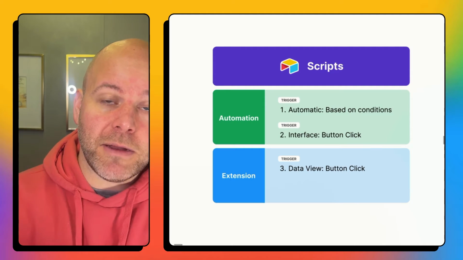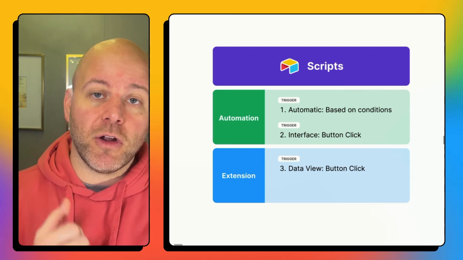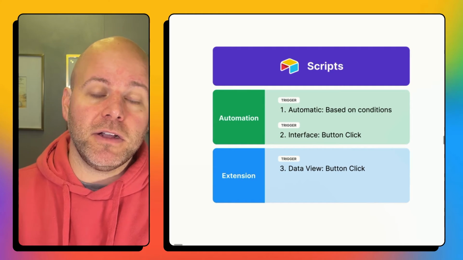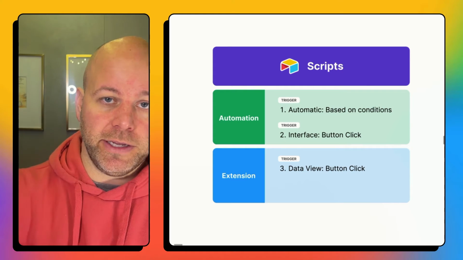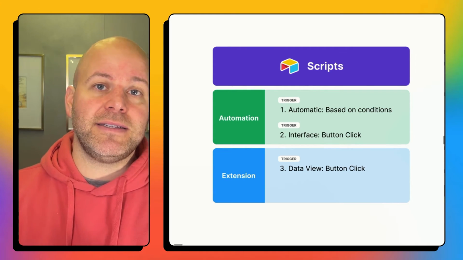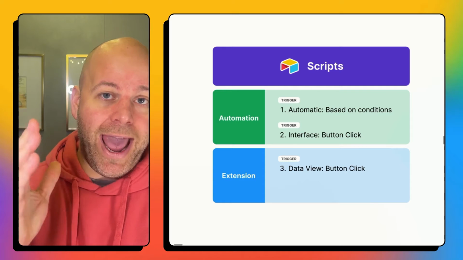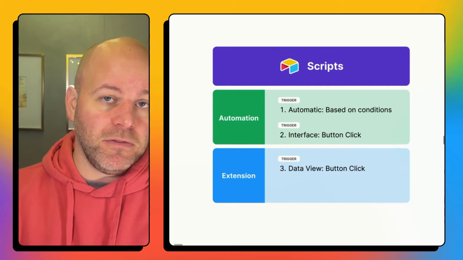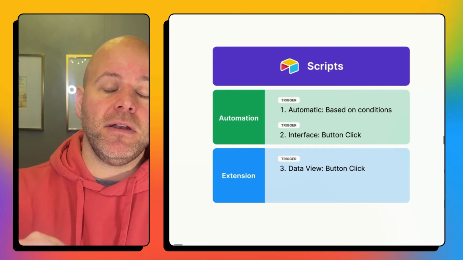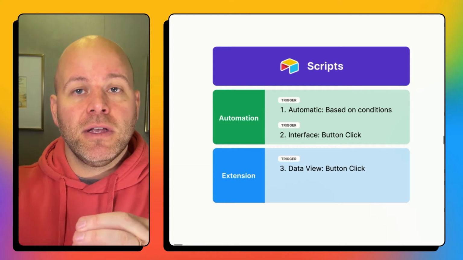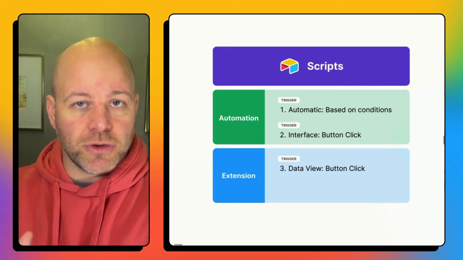Similar to our second method for triggering an Airtable script, our third method is also a button click, but instead of on an interface page where a user clicks it, this button lives inside of a data view. So we add a field, we actually add a button field to our base, and we hook that button up to an Airtable extension that is our script.